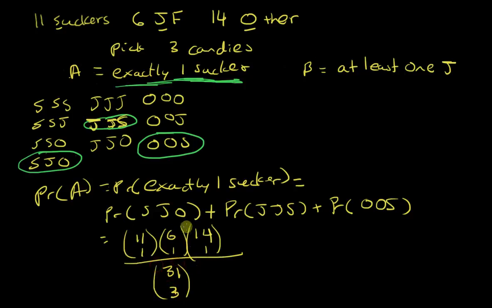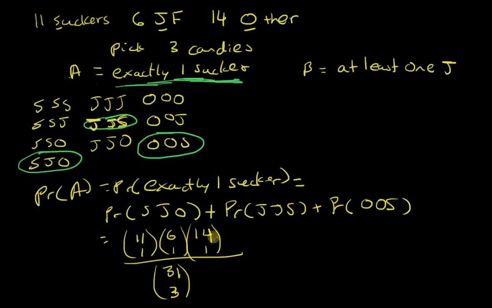So this is the number of ways I could have gotten a sucker, a juicy fruit, and another. Had I used subscripts here, this is the first sucker, the first juicy fruit, the first other, and then all the different ways: the second sucker, the first juicy fruit, the first other, the third sucker, first juicy fruit, first other. All the different ways would come up to whatever this number comes out to be.